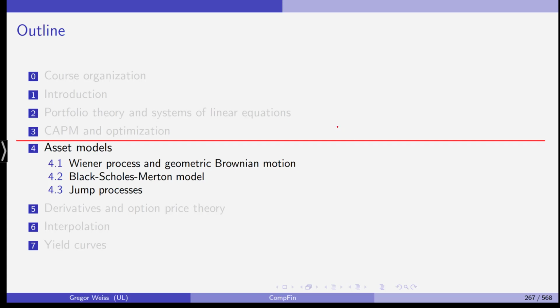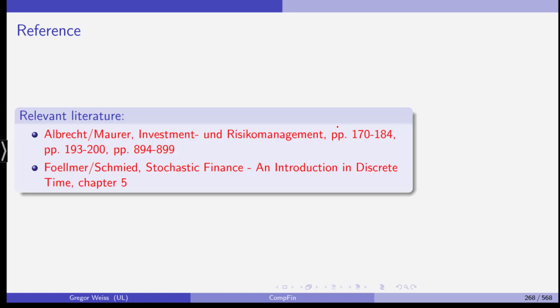So let's start. You can read about this in the Albrecht Maurer textbook, or you can have a look at chapter 5 in the Vollmer. This is a typo. Vollmer Scheid. The colleague's name is Alexander Schied. Vollmer Scheid, Stochastic Finance. This is a book written by two mathematicians for math students, so it should be too technical for business students. But if you're more interested in the subject, you can have a look at the Vollmer Scheid book, which is actually the standard textbook for stochastic finance in discrete time.